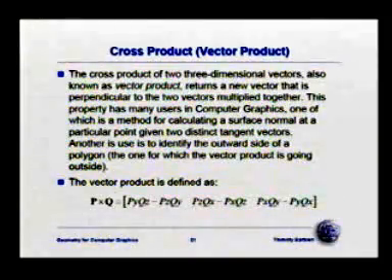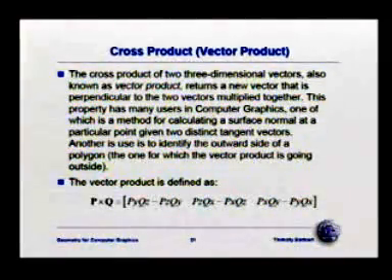Why is the vector product called vector product? Any ideas? Because the result is a vector. You are a class of geniuses. So, since you are such geniuses, you will not repeat the mistakes of your ancestors. So you will remember that the scalar product gives you a scalar and the vector product gives you a vector.